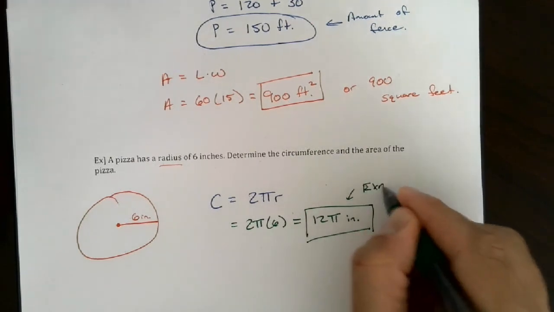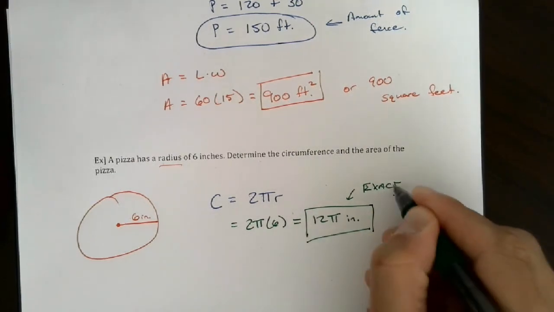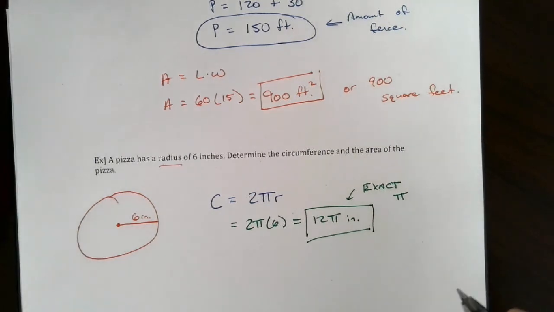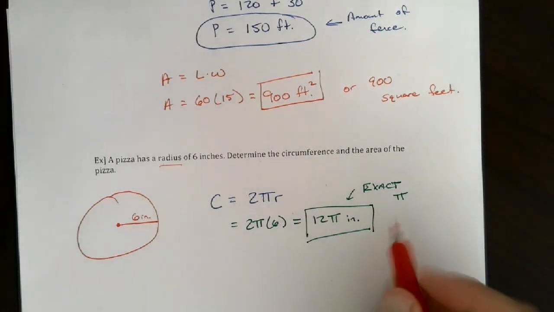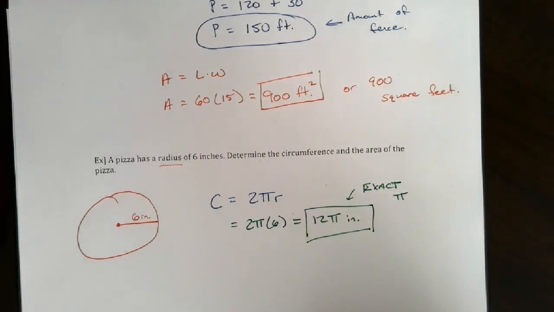The exact answer is the one that keeps pi in there, because pi, remember, is an irrational number. It goes on forever with a non-repeating decimal at the end, which means that it's irrational and that we can't evaluate it exactly. So the exact answer is actually what we leave in terms of pi. So if I don't tell you to approximate, leave your answer in exact form. 12 pi inches, that's correct.